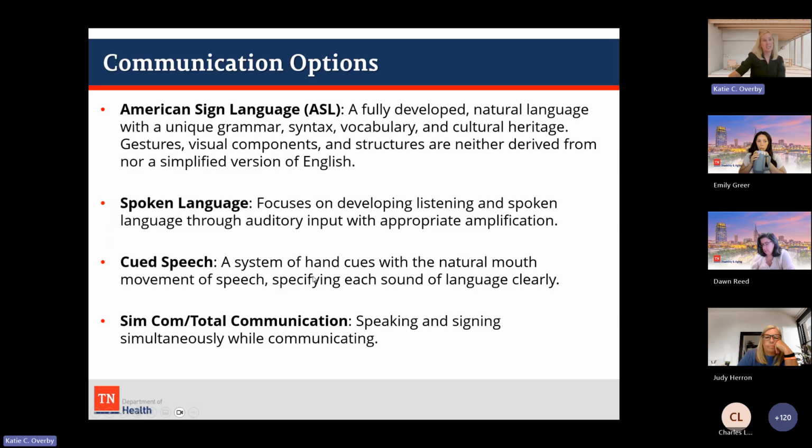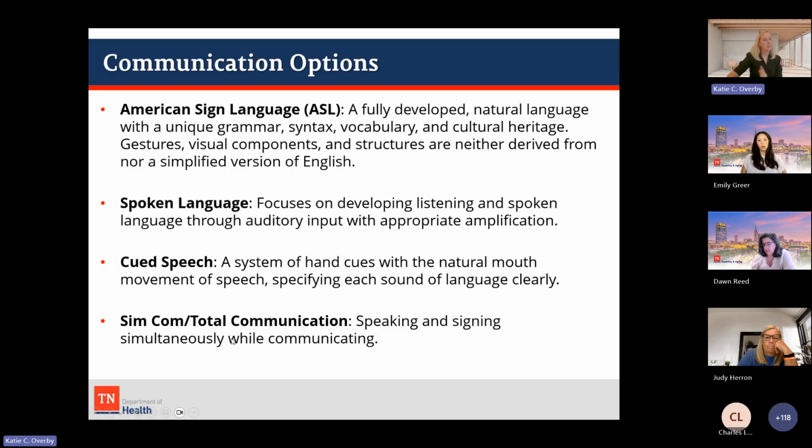Cued speech is hand cues. So I am not as familiar with cued speech. There isn't a huge population in Middle Tennessee that uses this, but I know it is a popular mode, and some teachers choose to use some variation of cued speech for teaching children who are deaf and hard of hearing to read. It helps with those phonological skills.